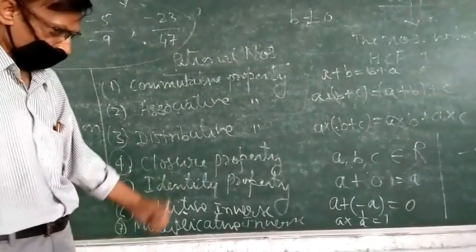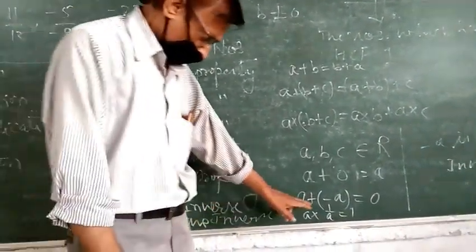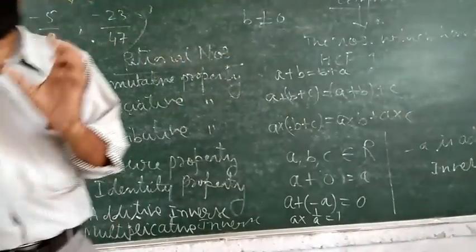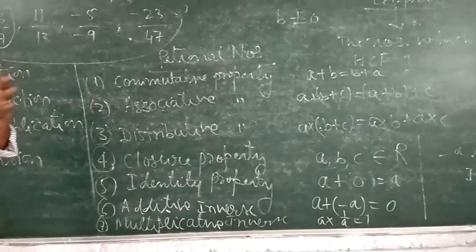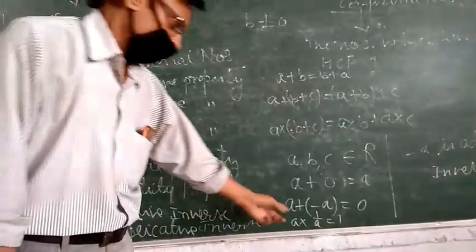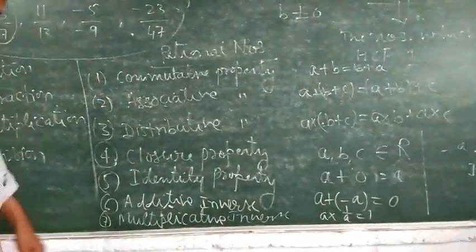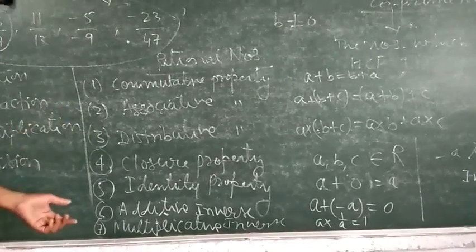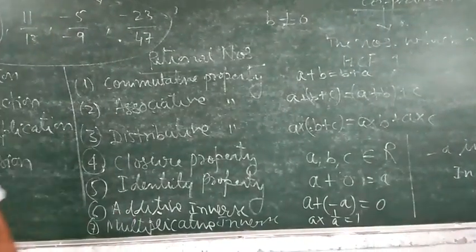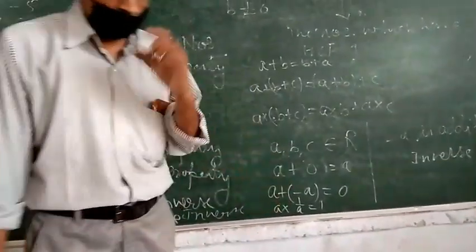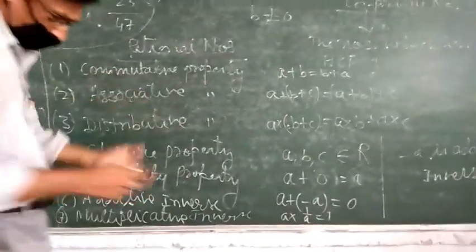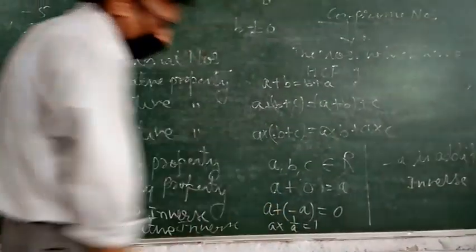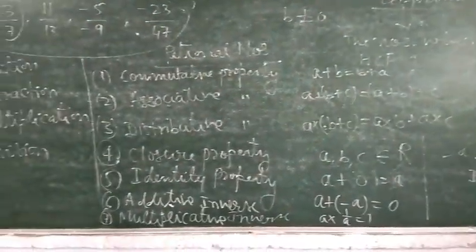Now, additive inverse. Additive inverse means for every rational number, there is an equal and opposite number. If we add both these numbers, we get the answer 0. So minus a is called the additive inverse. Next is multiplicative inverse. If we multiply any rational number by such a number that their product is 1, then that number 1 upon a is called the multiplicative inverse.